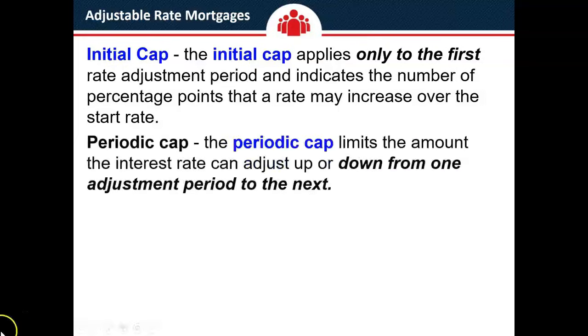After the initial cap, an adjustable rate mortgage can have periodic caps. Now, the periodic cap limits the amount that the interest rate can go up or down at each adjustment period. Again, how often is it scheduled to adjust? The periodic cap, or max, is the most it can go up or down at each adjustment period, each adjustment schedule.